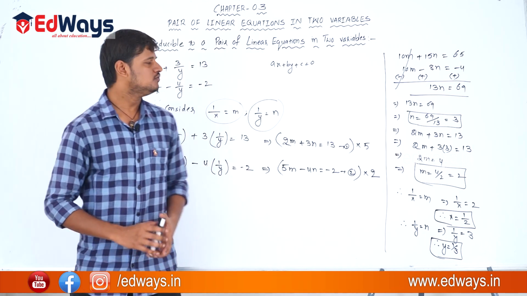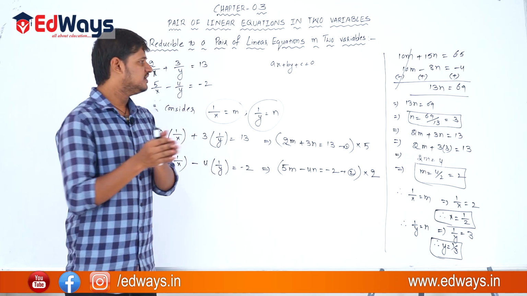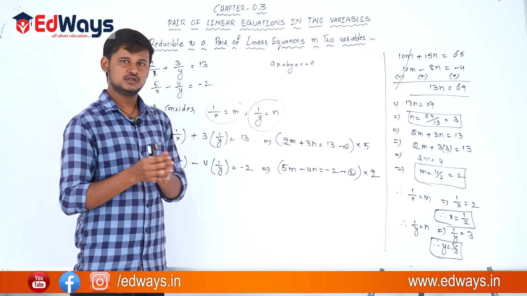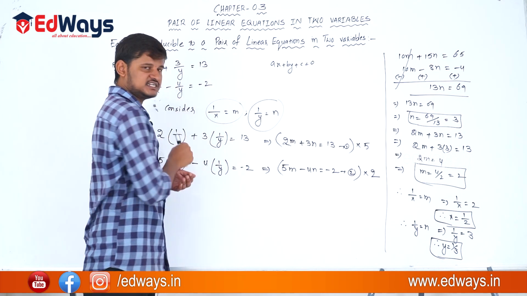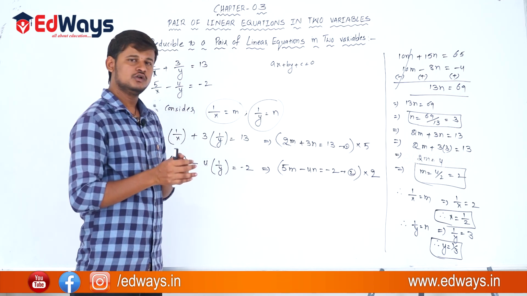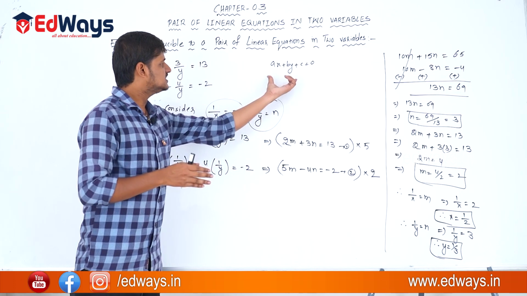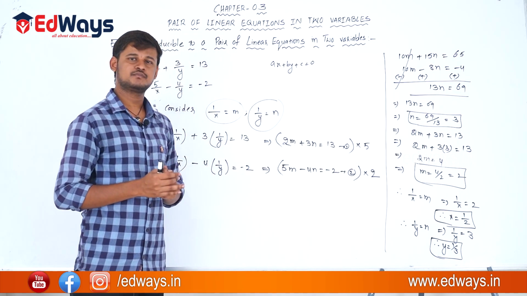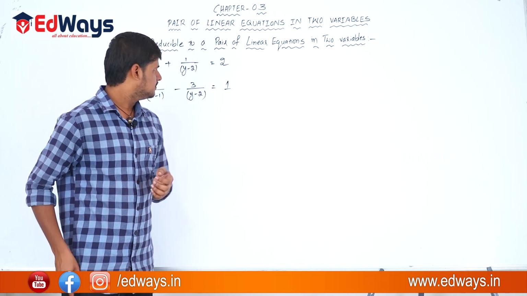So this is how we reduce the equations to a pair of linear equations in two variables. The equation is given in terms of x and y, but it is not in the form of ax plus by plus c is equal to 0. So we have to convert it to this form, then solve, and then substitute those values again. Let us solve one more problem here.